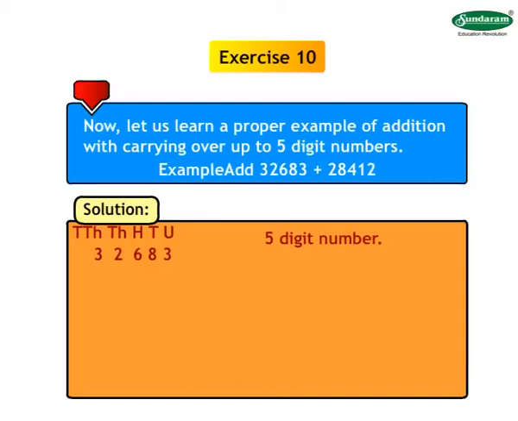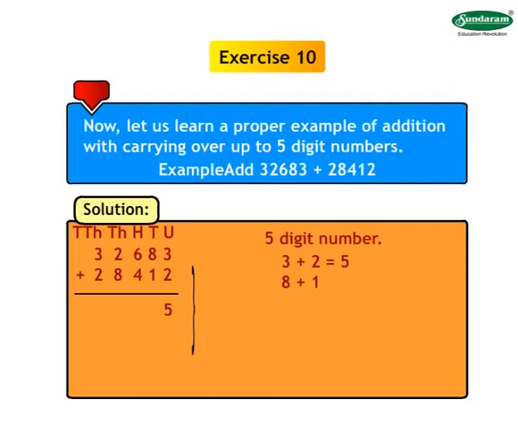Write the second number 28,412 below the first number 32,683. Put a plus sign. Draw a line below the number. Starting from units place column, add the digits in units place of both numbers. That is, 3 plus 2 is equal to 5. Write 5 in units place column of answer.